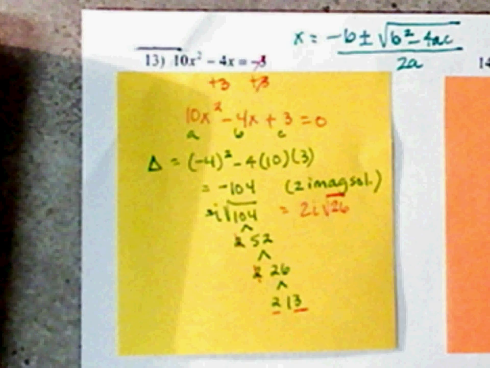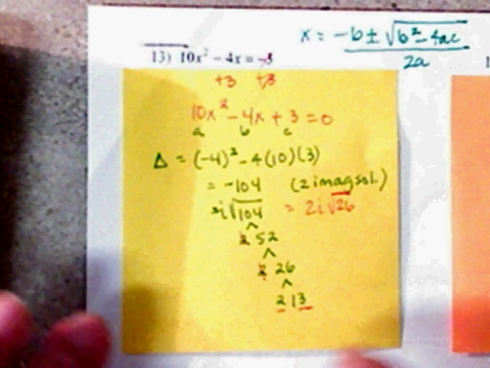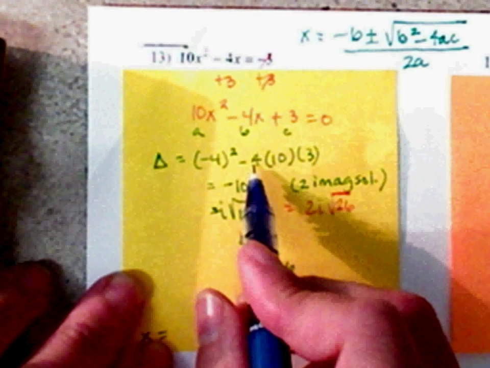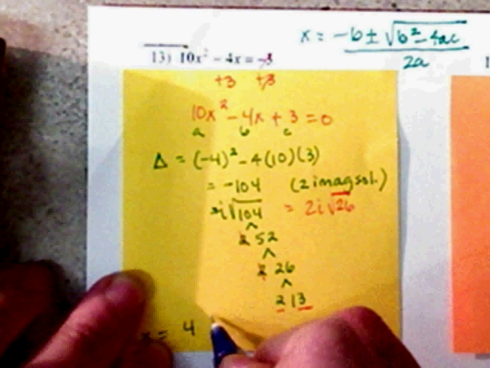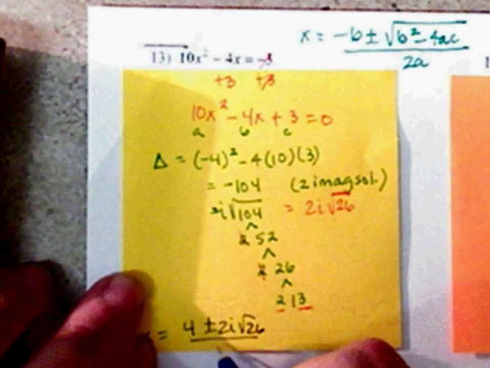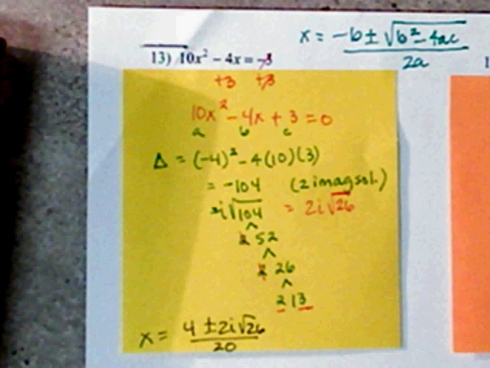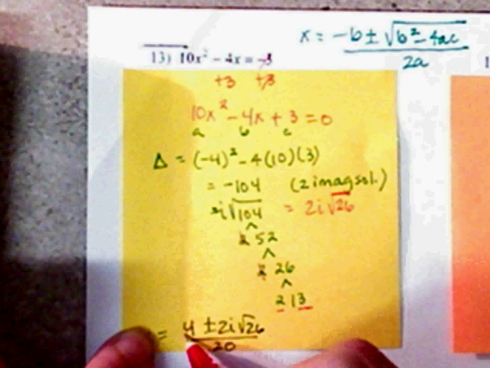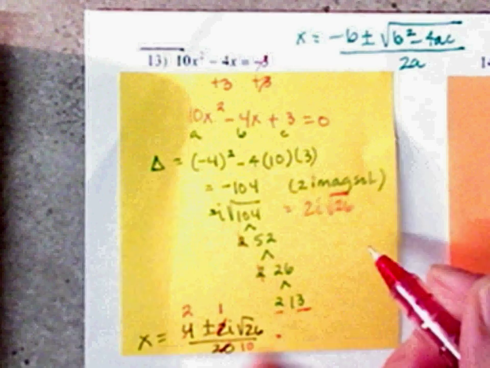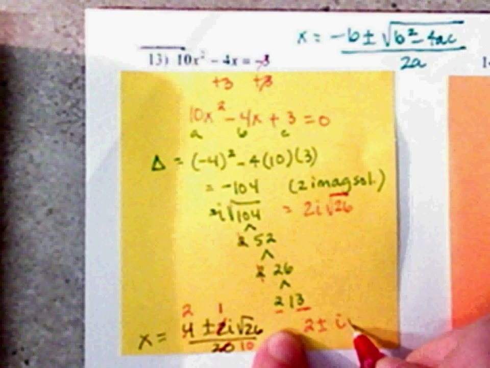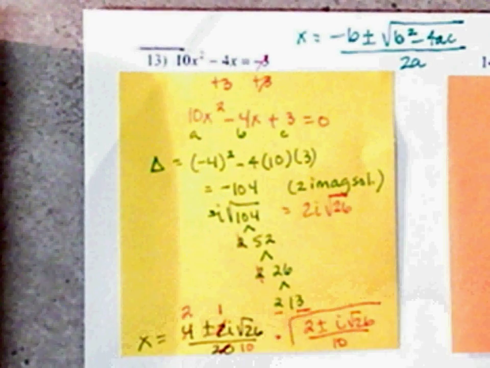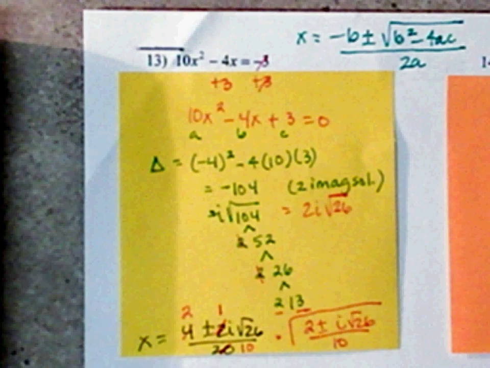Okay? Now you can finish your quadratic equation. So x equals negative b. So negative times negative is a positive, plus or minus 2i square root of 26, all of that over 2 times 10, which is 20. Notice 2 goes into all of them. 4 divided by 2 gives you 2. 2 divided by 2 gives you 1. 20 divided by 2 gives you 10. So your final answer is 2 plus or minus i. You don't have to write the 1. All of that over 10. There's number 13.